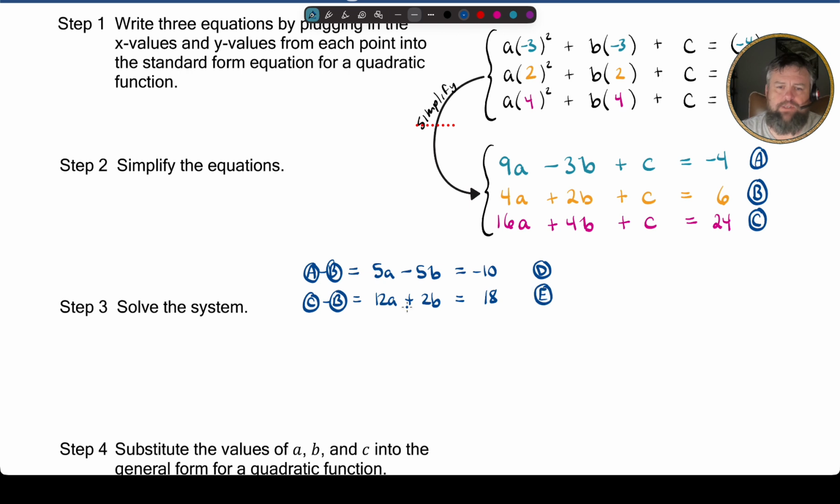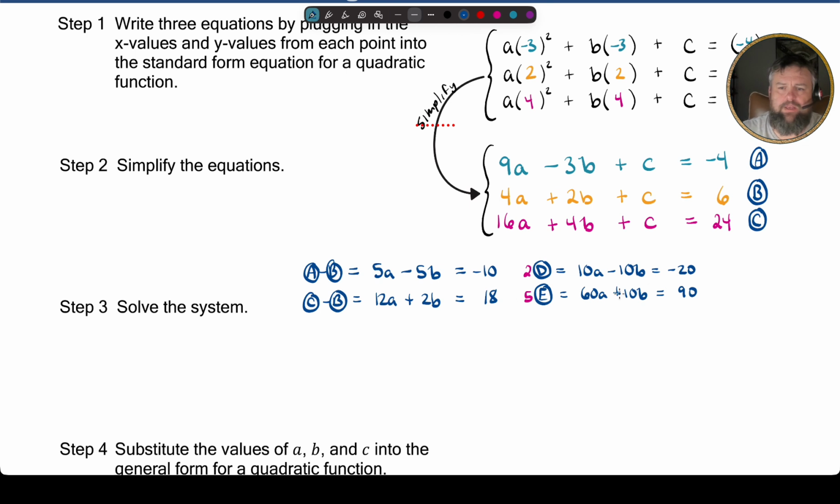Now, I have to make a choice here between these two equations. They both have an A and a B. I'm going to go for B. It's just a little bit easier to try to eliminate that one. So I'm going to take equation D here, and I'm going to multiply it by 2. So we're going to say 2 times D. That's going to be 10A minus 10B equals negative 20. And then we're going to need to multiply the equation E by 5. Okay, so we're going to take that as 60A plus 10B equals 90.